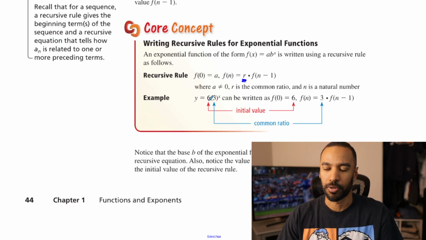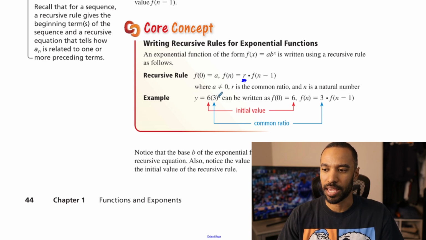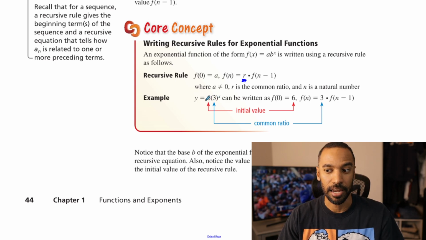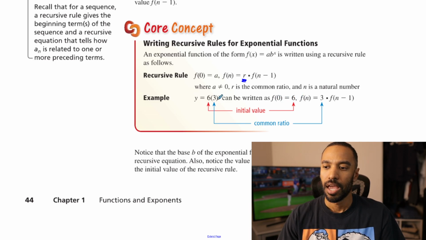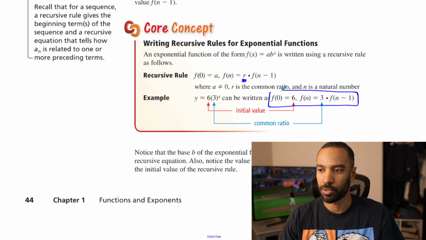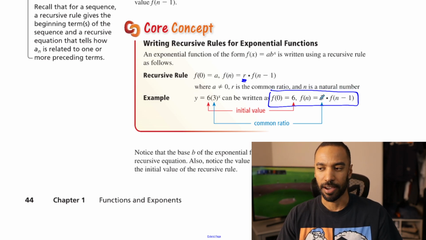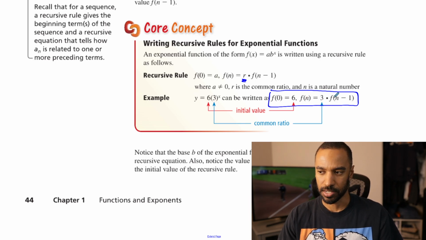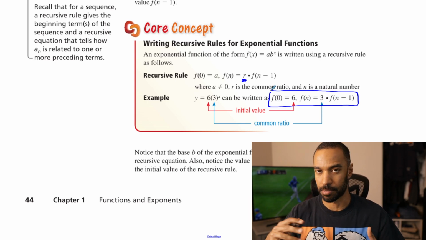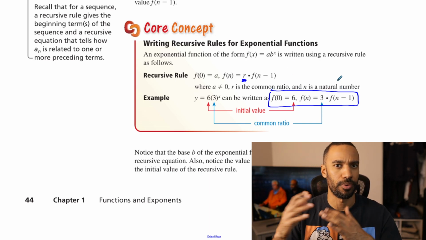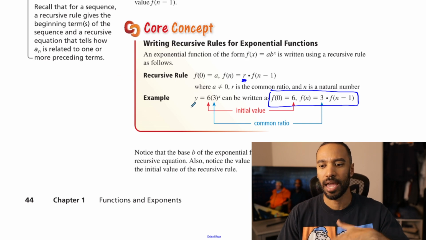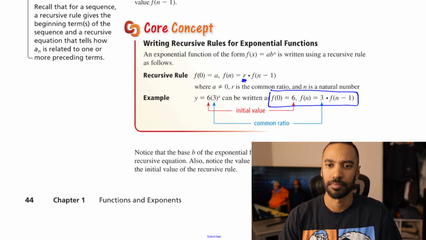So here's their example. 6 times 3 to the x power, where this is your a, kind of your y-intercept, your initial, ends up being this f of 0. And then 3 is what you multiply by each time. So the rule is this, and I know it looks weird, but if I want to find f of 1, I'm going to take 3 times f of 0, which is 6. 3 times 6 is 18. And then I'll do 3 times 18, which is 54. 3 times 54, which is 162. And you keep getting other values.